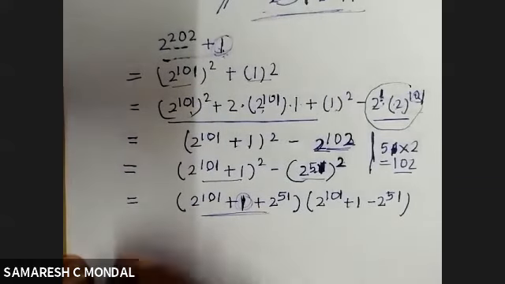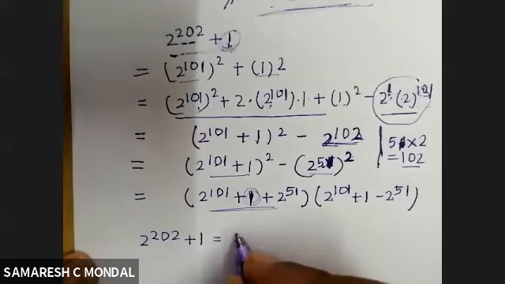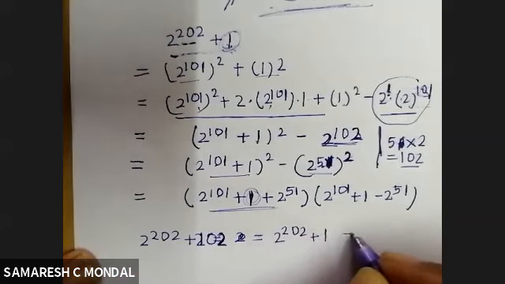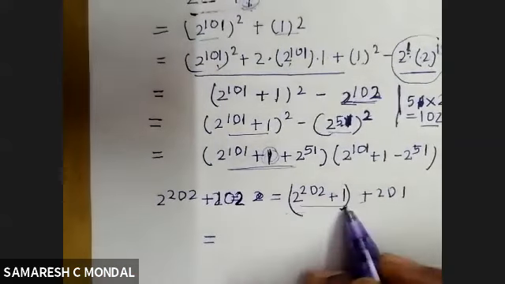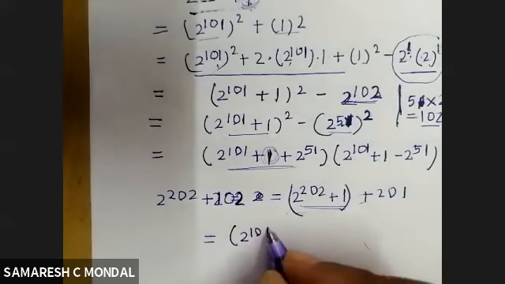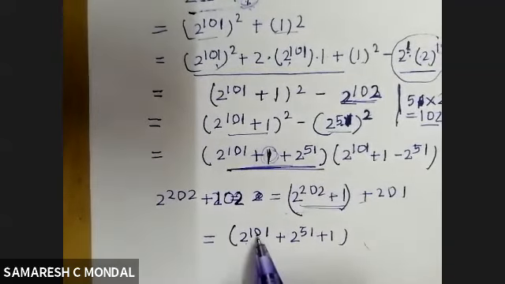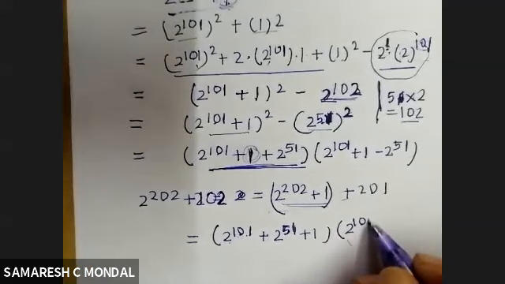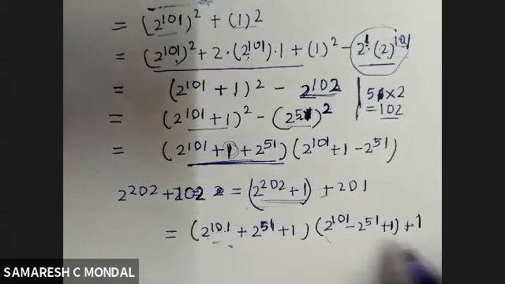Okay. So now 2 to the power 202 plus 1. Can I write it as, oh, not plus 1, it's given 202. Can I write it as 2 to the power 202 plus 1 plus 201? So this can be factorized, which we already did: 2 to the power 101 plus 2 to the power 51 plus 1, into 2 to the power 101 minus 2 to the power 51 plus 1, plus 201. I hope everyone got it.